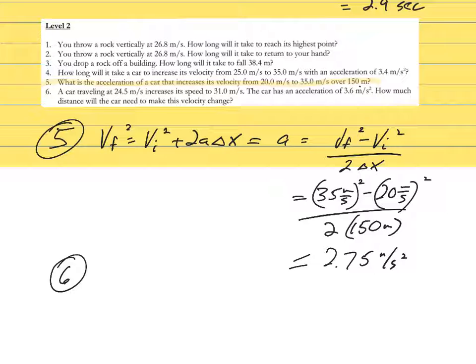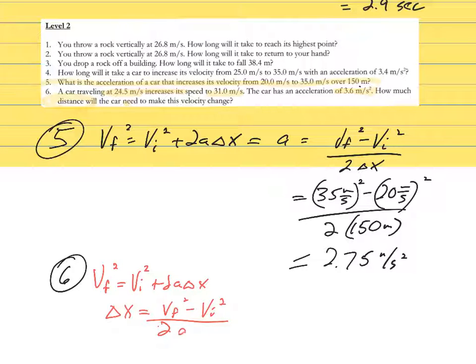6. Turn my notebook over. This is kind of the same. We have some change in velocity, so we have an initial and a final, and we have an A. I need distance. I'll go to red for this one. It's the same deal, I'm just rearranging for a different variable. What am I trying to find? No, change in X, sorry. Change in X equals VF squared minus VI squared over 2A.